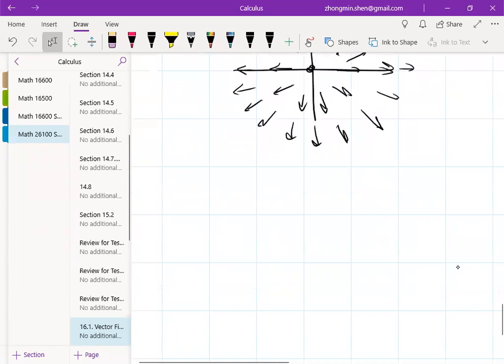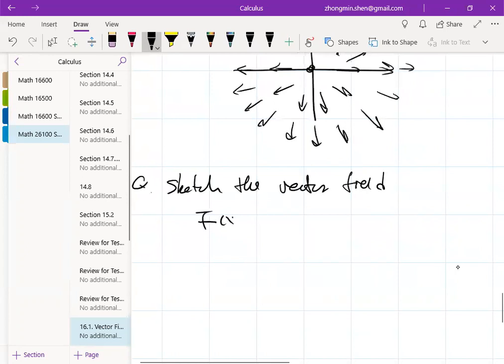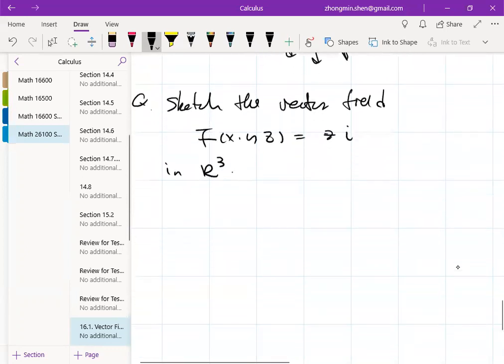Now, we define the vector field in three-dimensional space in a similar way, but it's a little bit more complicated. In three-dimensional space, it's harder to draw actually. So let's sketch the vector field F of x, y, z. It's given by z and i. It's in three-dimensional space.